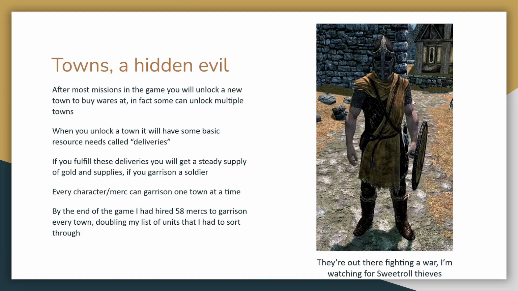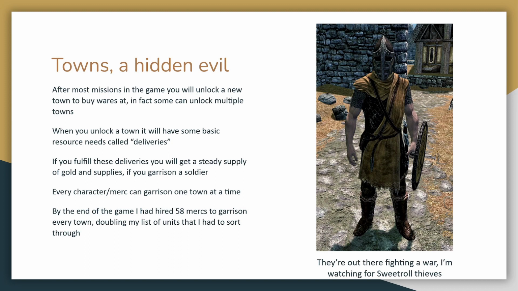And now let's talk about towns. After most missions in the game, you will unlock a new town to buy wares at. In fact, some missions can unlock multiple towns. And when you unlock a town, it will have some basic resource needs called deliveries. And if you fulfill those deliveries, you get a steady supply of gold and supplies. But only if you garrison a soldier to that town.